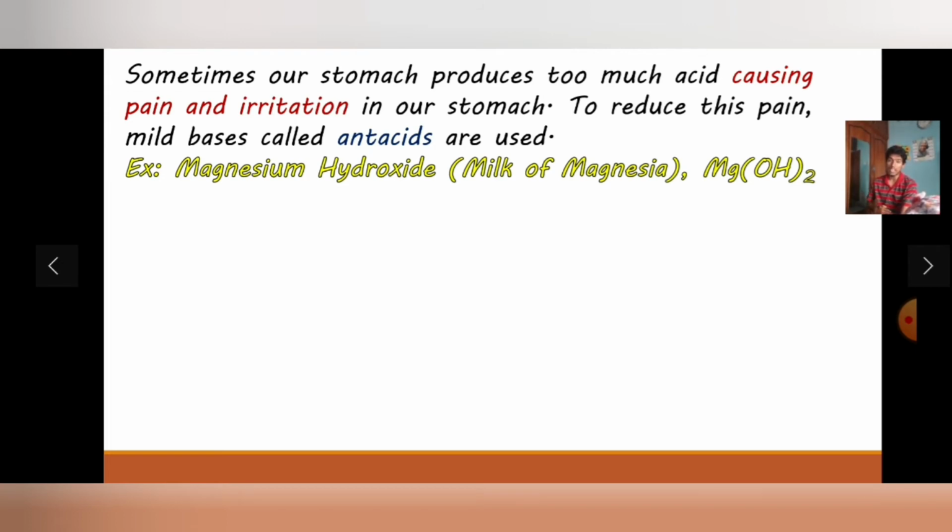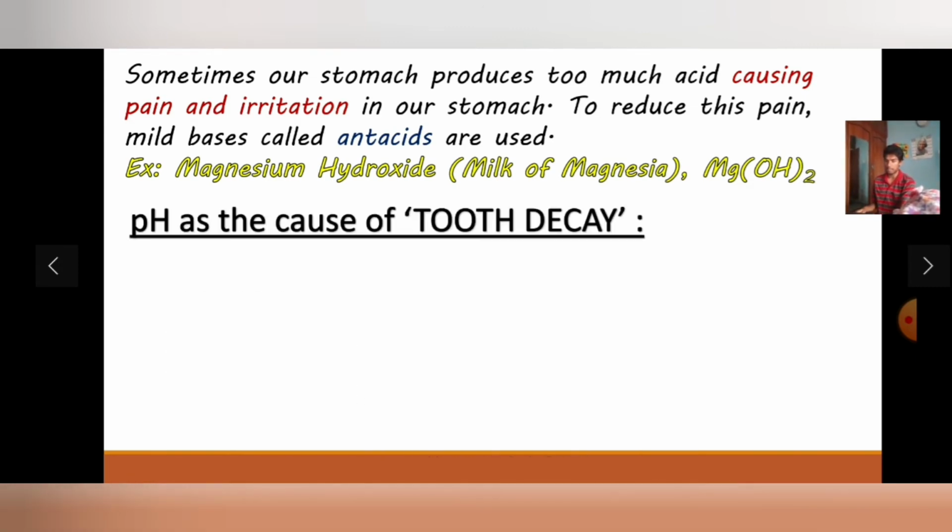So basically now our stomach has become acidic due to excess release of hydrochloric acid. In order to reduce this pain or irritation, we take a base to neutralize the effect of the acid in our stomach. So generally we take magnesium hydroxide, which is commonly called milk of magnesia, which is called an antacid. Antacid means opposite to acid, which is nothing but a base. Right? So this magnesium hydroxide is taken and it gives us relief after acidity.